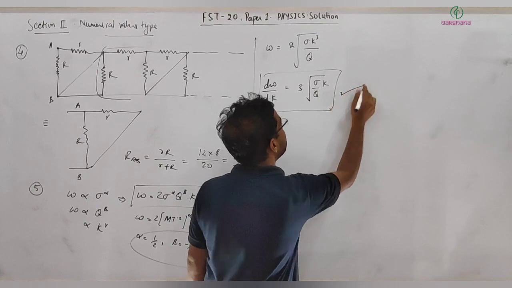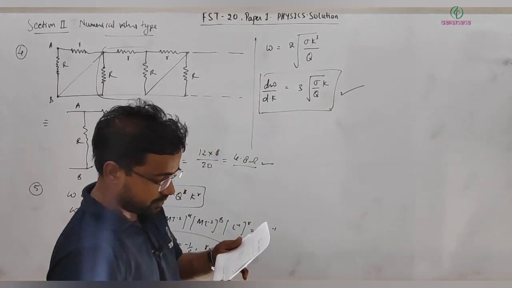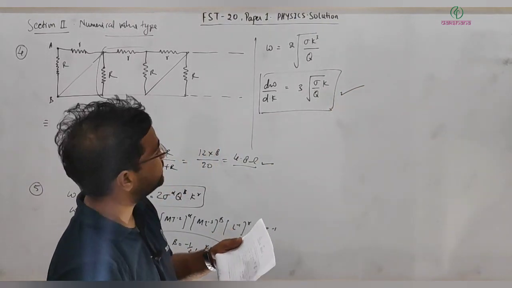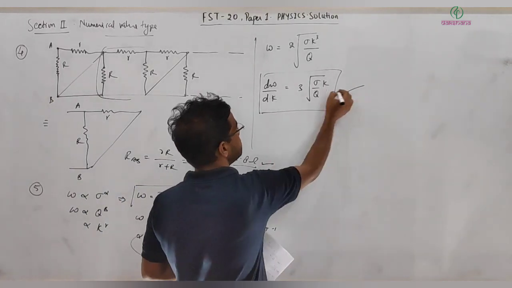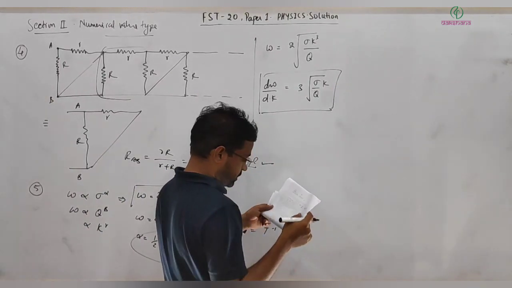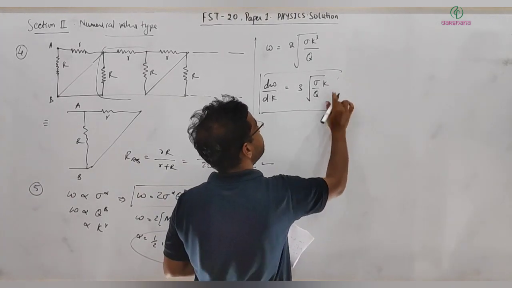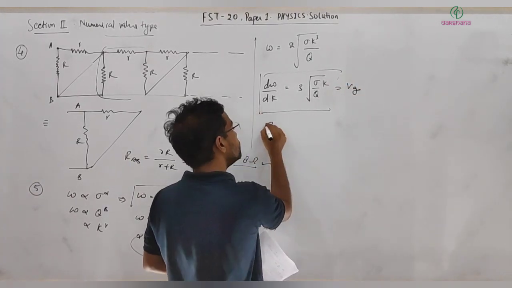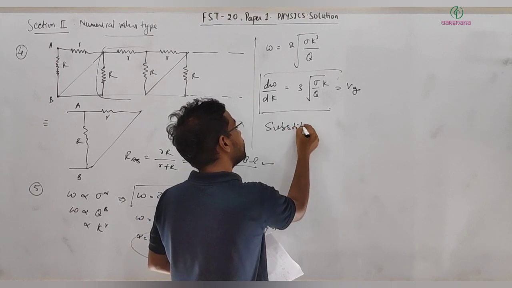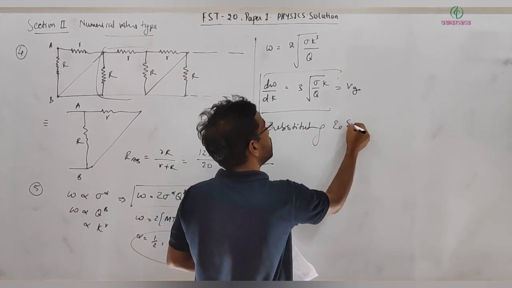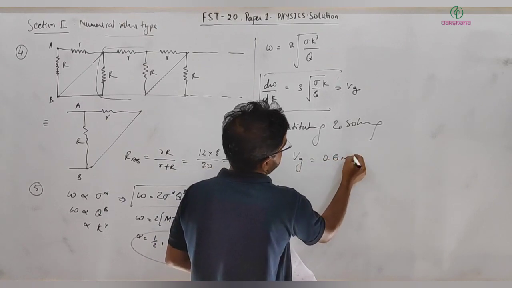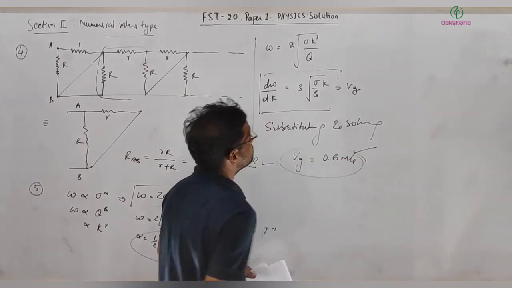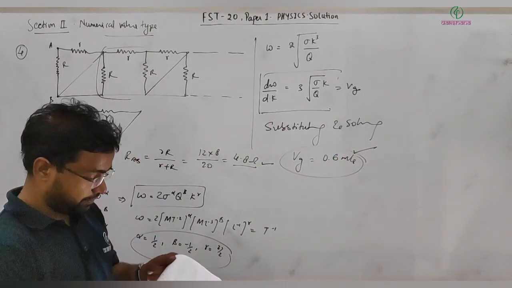So this is the value, and here you are given the values of sigma, q, and lambda, everything is given, so you can get the value of k. Substituting, since it's asking about the velocity vg, and solving, you will get vg coming out to be 0.6 meter per second. This is your problem number 5.